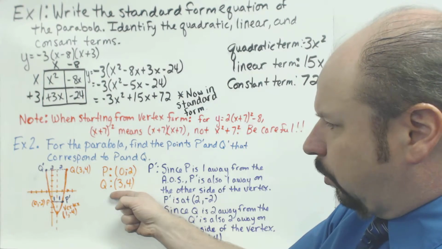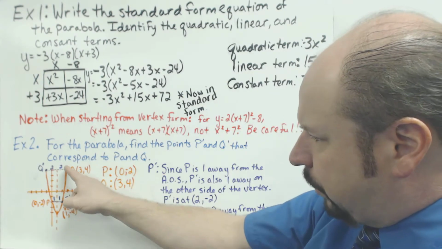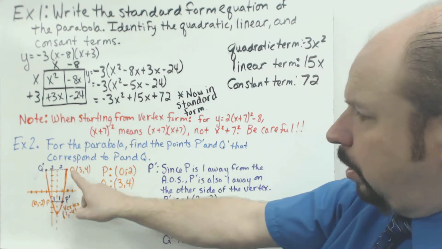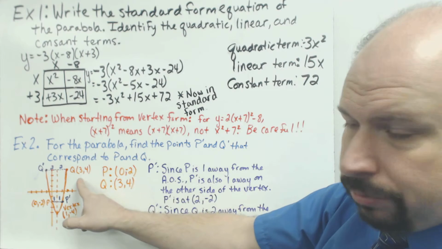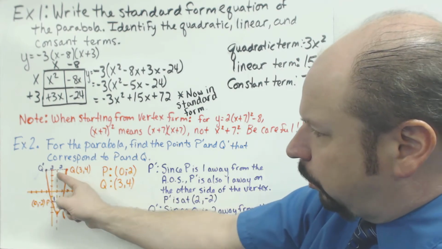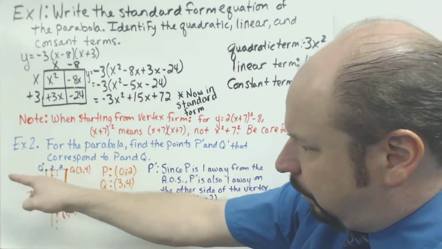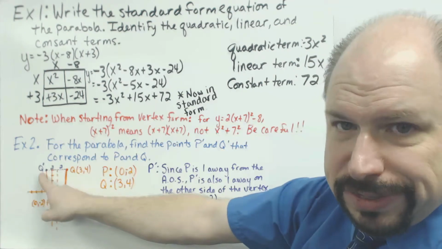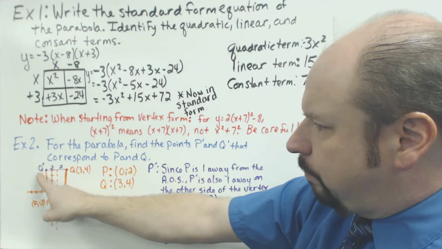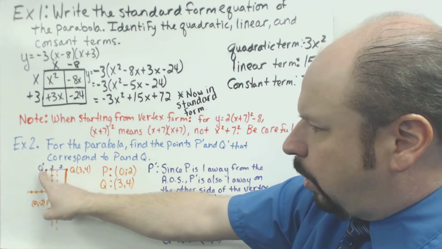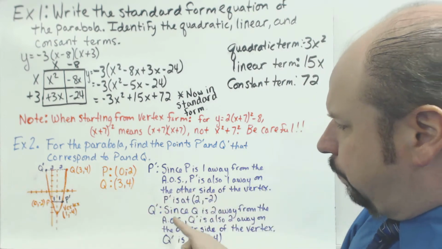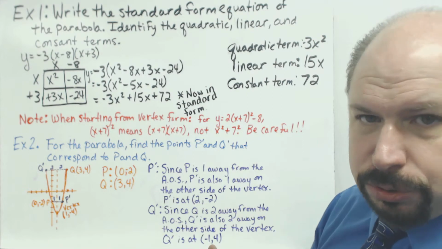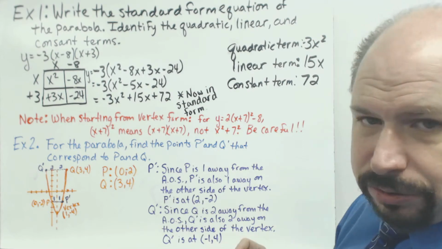Okay, we can do something similar for Q. Q is at 3, 4. It's up here. And notice since our vertex's x value is 1, our x value here is 3. That's 2 units away. So we're going to go 2 more units in the negative x direction. So from 1, take 2 more units back from there, and it puts us at -1. So our Q prime is going to be at -1, 4. Since Q is 2 away from the axis of symmetry, Q prime is also 2 away, so that puts it at -1, 4.